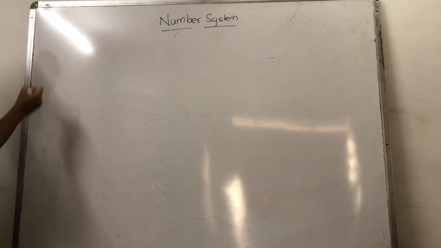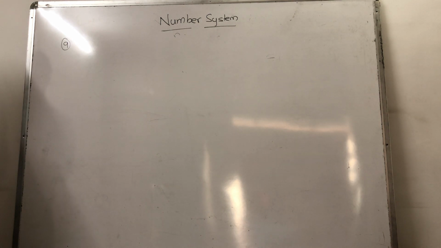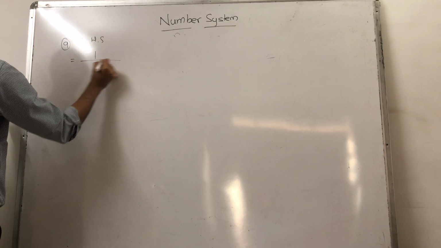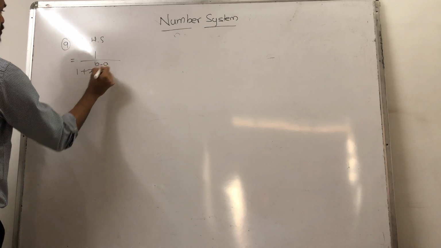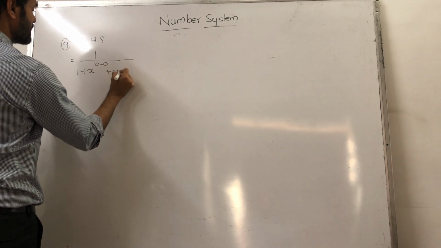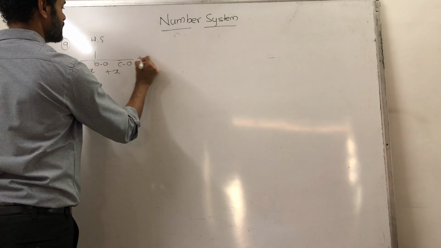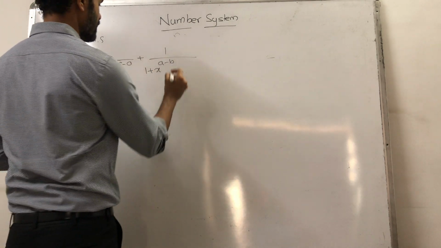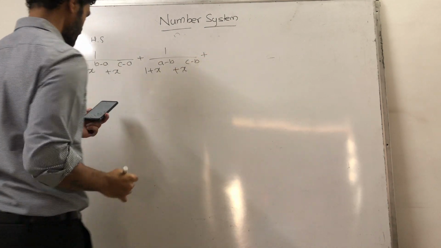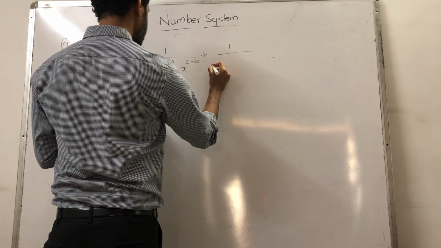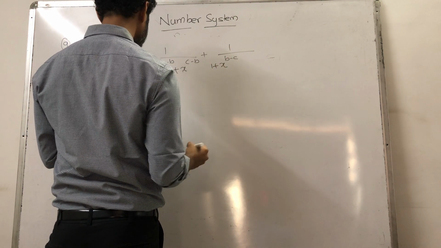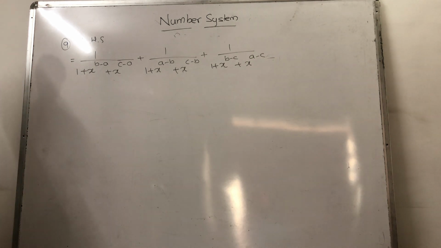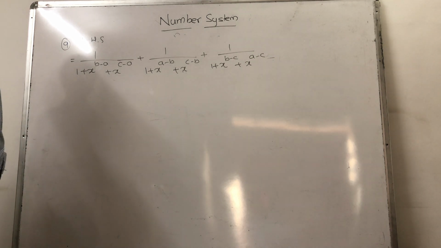Now let's take question 9. Again I prove that sum. The LHS is 1 by 1 plus x raised to b minus a plus x raised to c minus a. The second term 1 by 1 plus x raised to a minus b plus x raised to c minus b. The third term 1 by 1 plus x raised to b minus c plus x raised to a minus c. We have to show that this is equal to 1.